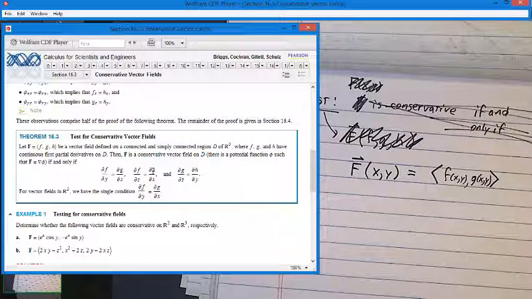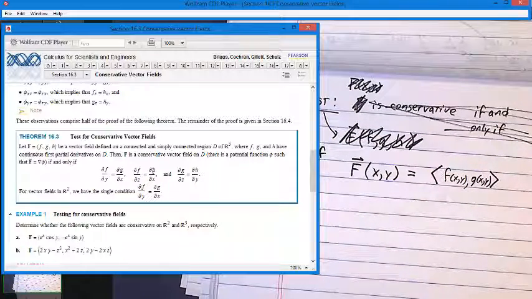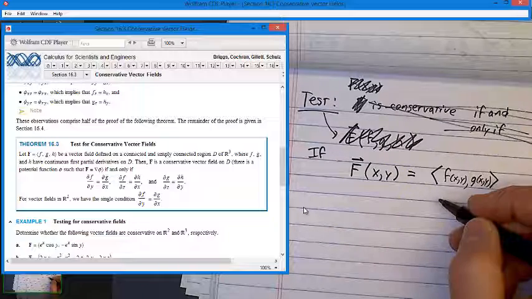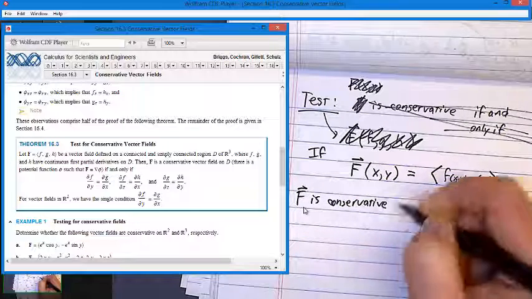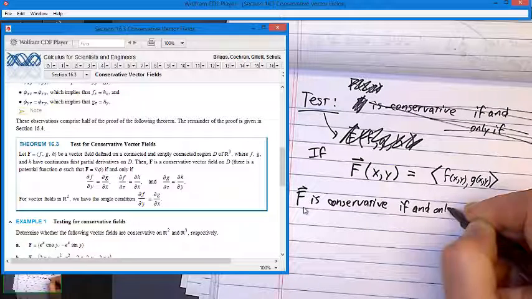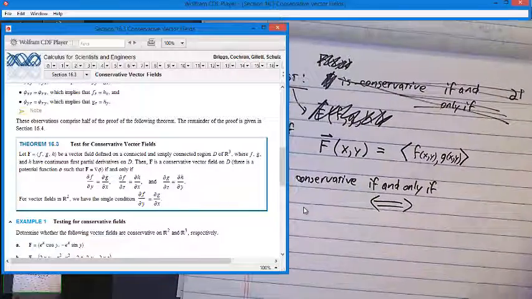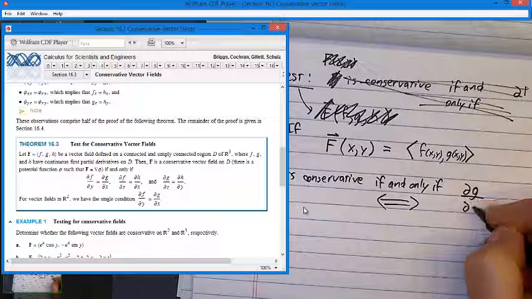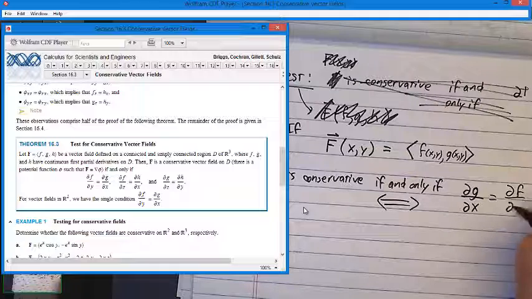So if we have this, I'm basically reproducing a smaller version of this theorem. Then we can say f is conservative if and only if, and again the implication works both ways here. Now you have to look at these little functions and take their partial derivatives. dg/dx has to be the same as df/dy, and these are partial derivatives.